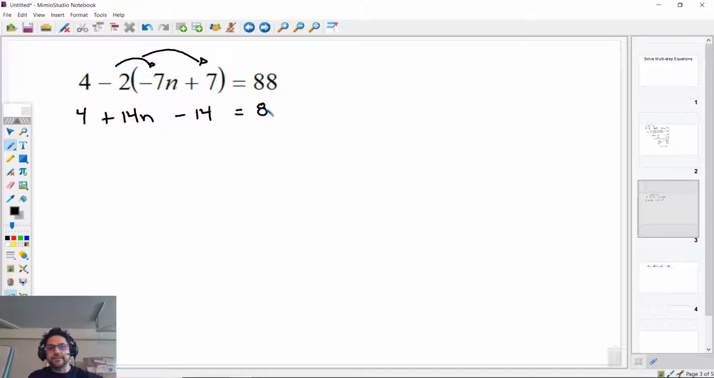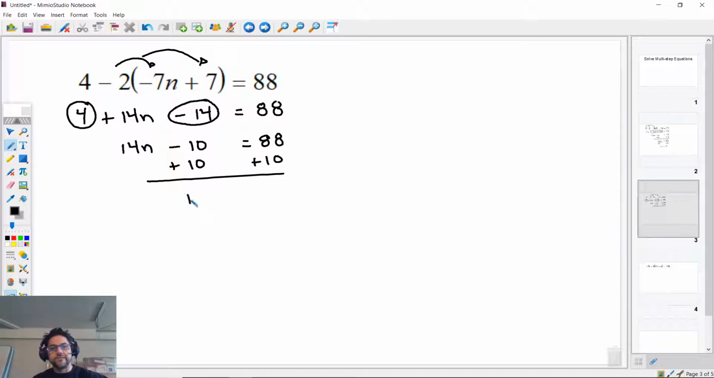We got 88. My like terms this time, again, you can box, circle, triangle if you want to do the circle or ovalish or whatever. So 14n stays the same. 4 subtract 14 is a negative 10 is equal to 88. I'm going to add 10 on both sides. So I have 14n is equal to 98.